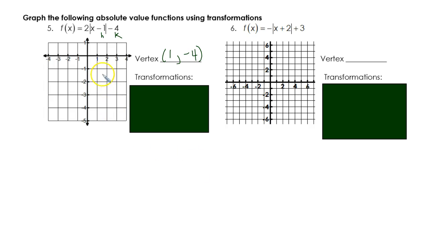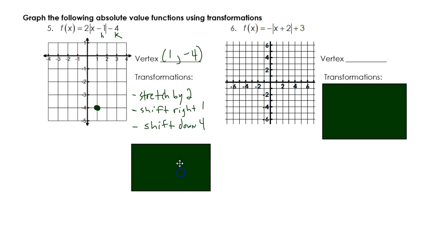So let's put a dot at 1, -4, way down here. Now, this is our vertex. Let's think about the transformations and what that means on the graph. We have this 2 here, and that 2 in front is going to be a stretch by a factor of 2. We also have a shift right from inside here, shift right 1. And we already have shifted the vertex right 1 by knowing where the vertex was. And a shift down 4, we've already shifted it down 4.